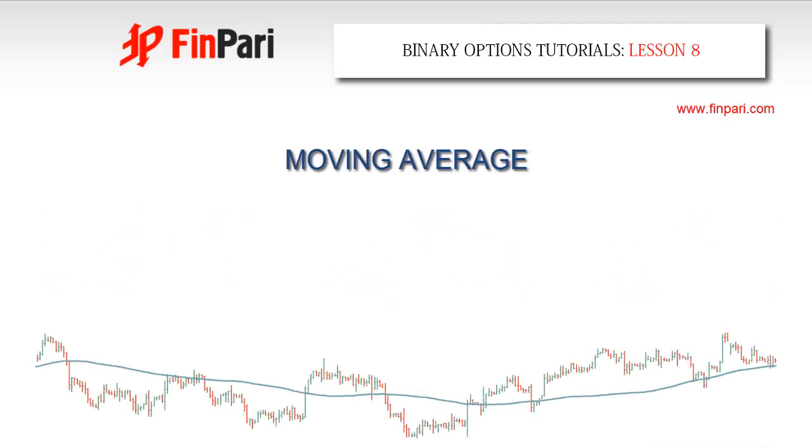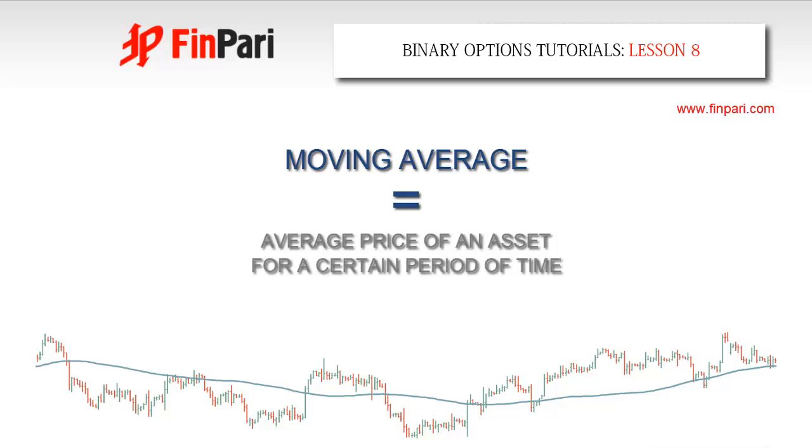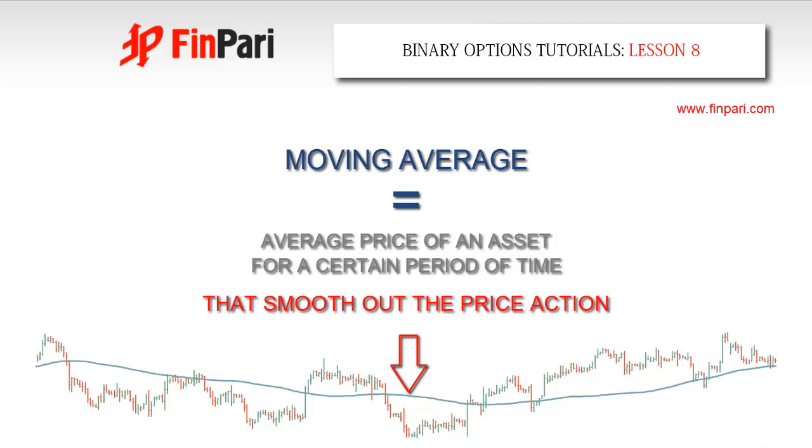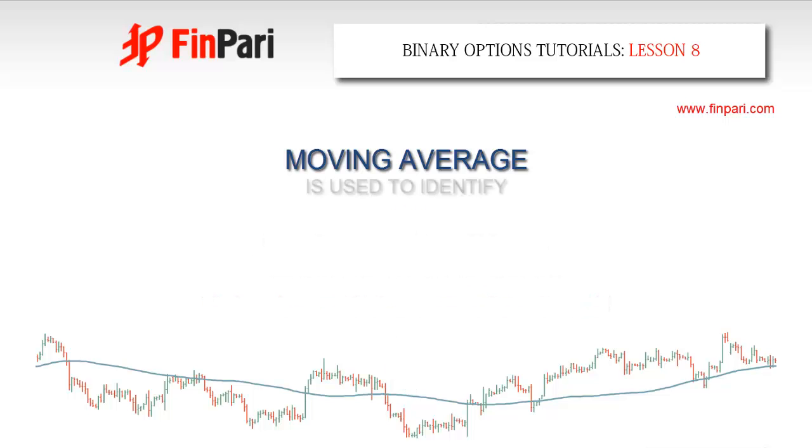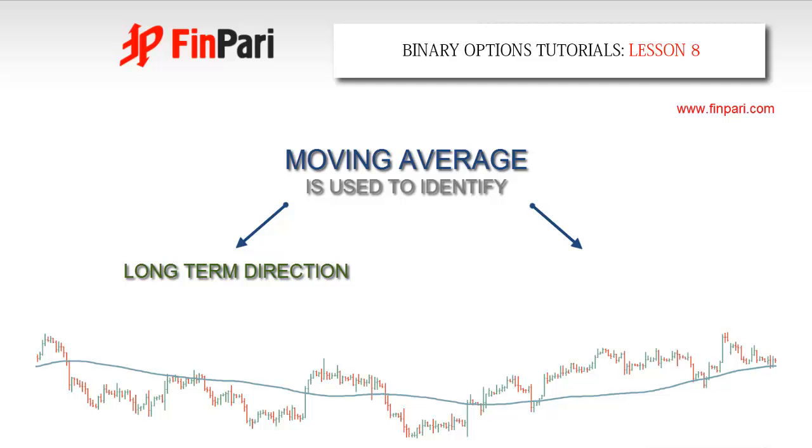Moving average is one of the most popular and commonly used indicators. Moving average is the average price of an asset for a certain period of time that is expressed in the number of candles, and it is displayed as a line. Moving averages are plotted on the price chart and smooth out the price action of an asset by simply taking an average price of a certain number of periods back. Moving averages are used to better represent the long-term direction and filter out market noise. In addition, moving average can be used to identify positional support and resistance levels.